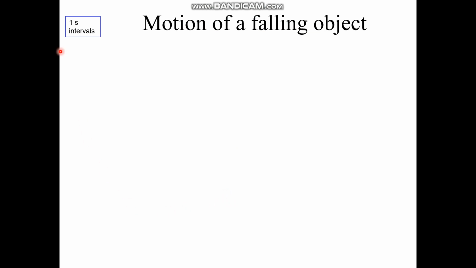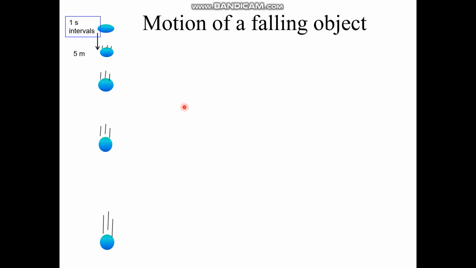Imagine you've got an object that is dropping. So there's an object that's falling down and you took a photo of it every second. You would notice obviously in the first second it would go a certain distance, but in the next second, because it's speeding up, it goes further. In the next second, because it's speeding up, it goes even further. And so you'd expect the distance that it fell in every second to increase.